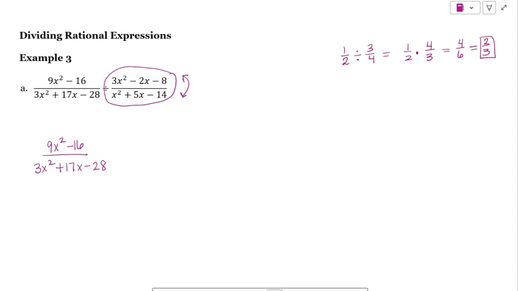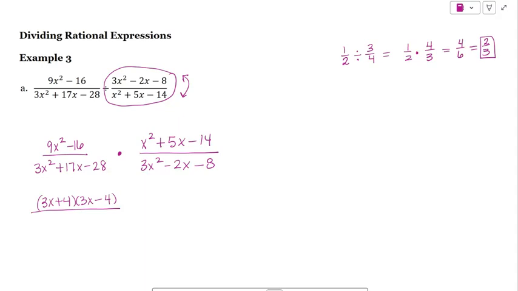So I'm leaving the first fraction alone. Now I'm going to change the operation to multiplication. And then for the second fraction, I'm going to switch the numerator and the denominator. So now this looks like the problems we were doing just a minute ago, where we want to factor each of the numerators and denominators as much as we can. So let's see, this will factor into 3x plus 4 and 3x minus 4. That numerator is a difference of squares.